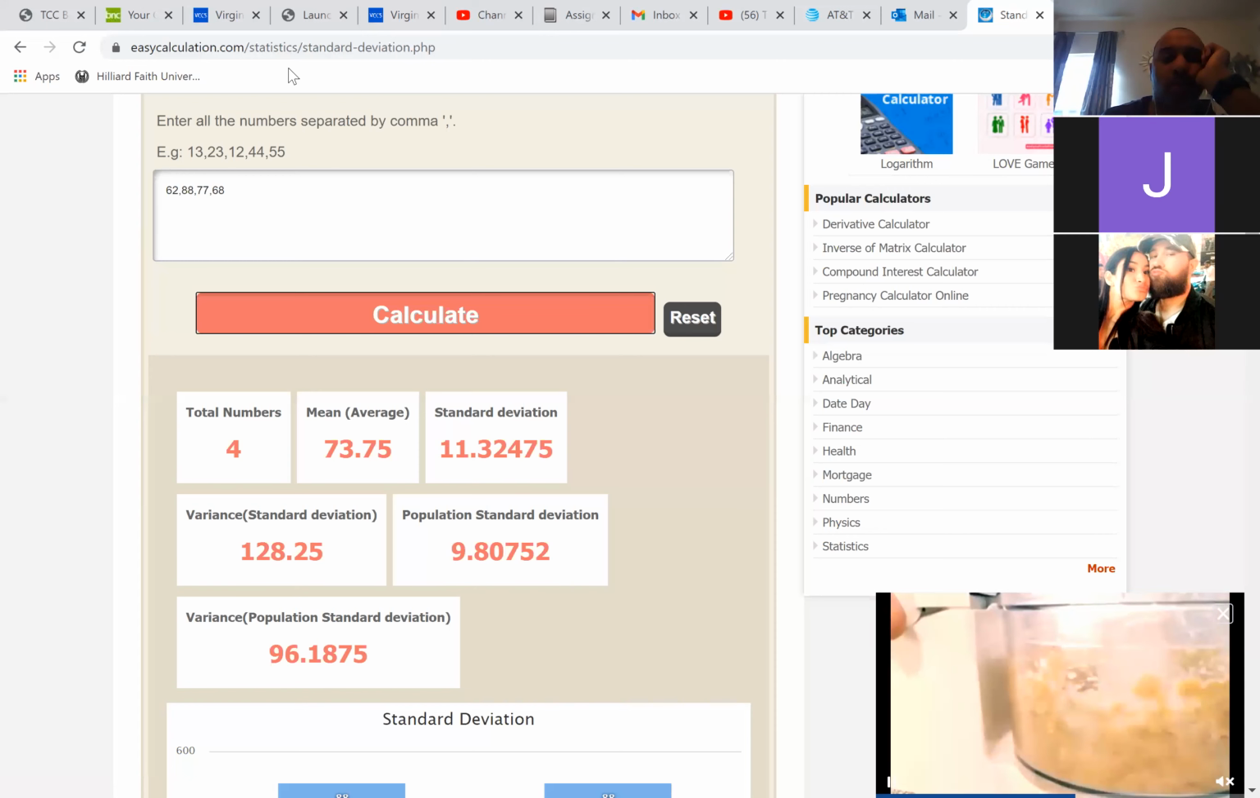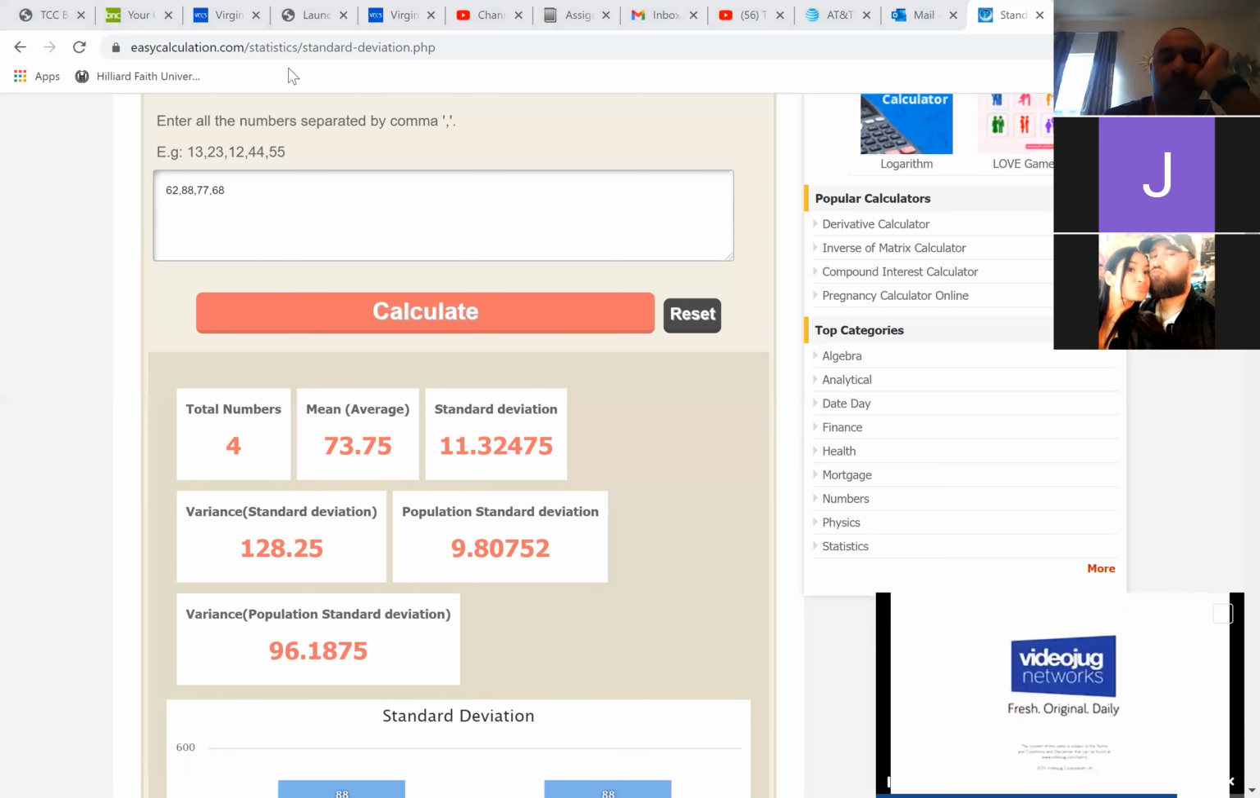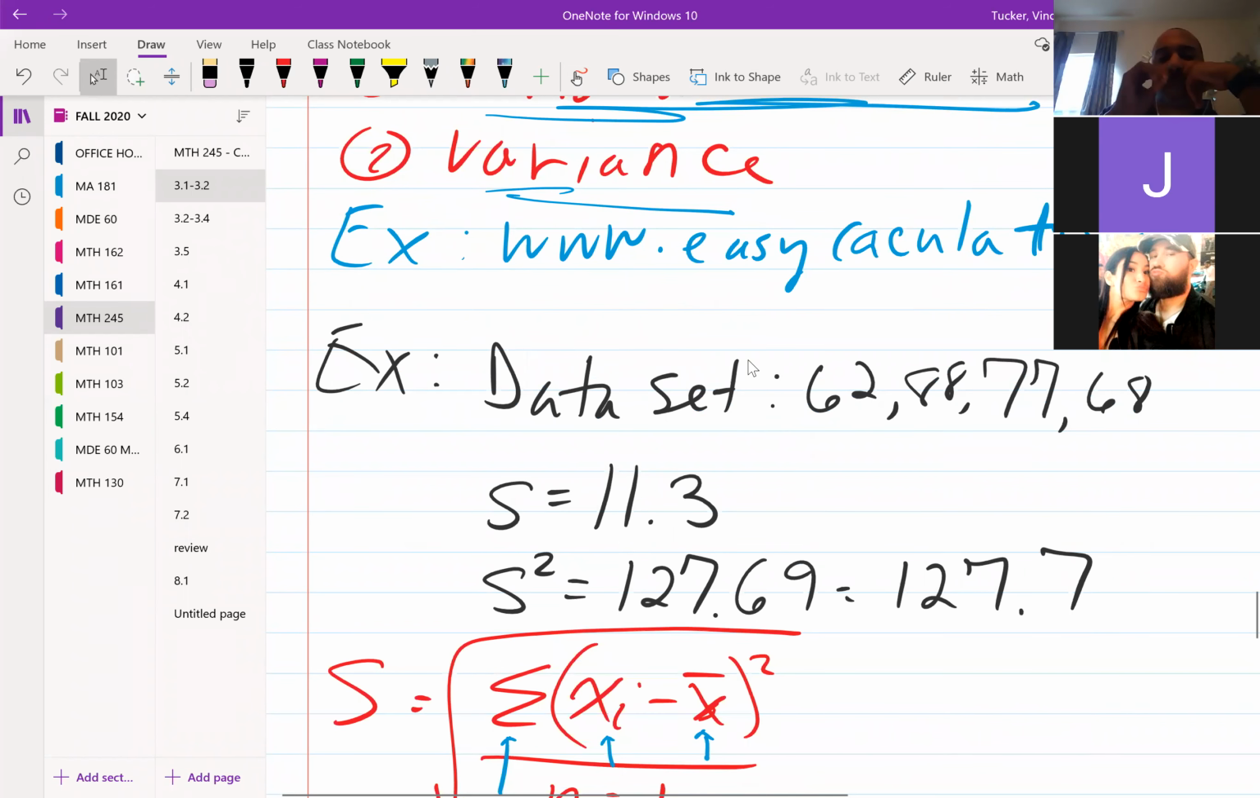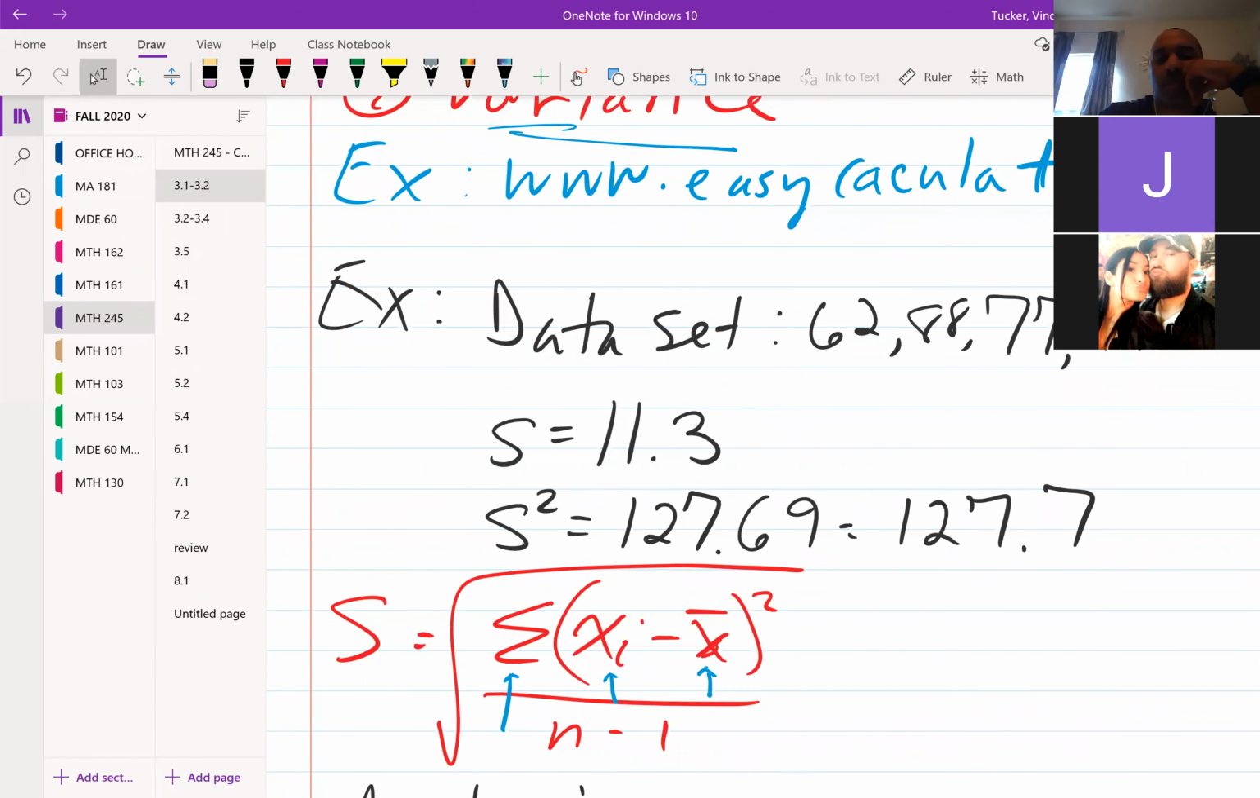So go back to our notes. And so that's what we should have gotten. And this was a sample, it was only 4 data values. So this was a sample, so that's why we used 11.3 and the 127. I think what I did was square 11.3. Yeah, that's why I got 127.69. But the more accurate value was what was given to you on easycalculation.com. I think it was 128.